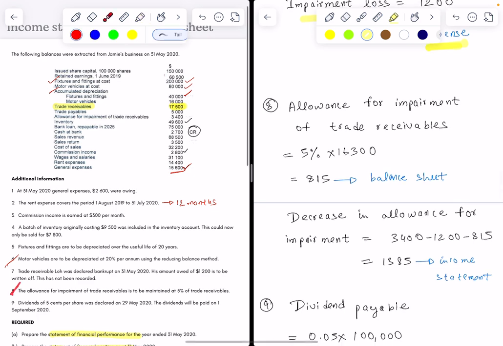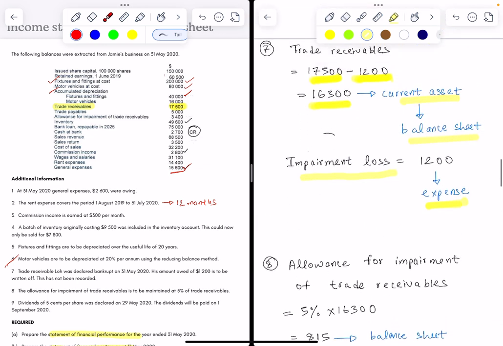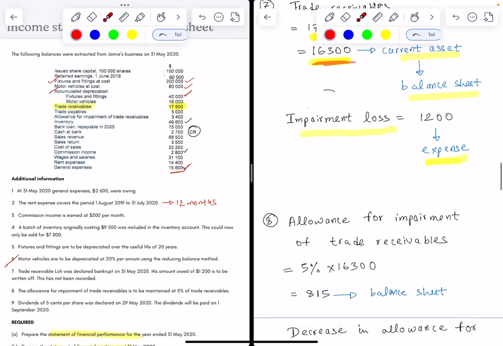The allowance for impairment of trade receivables is to be maintained at 5% of trade receivables. Now, the remaining trade receivables after the impairment loss was deducted was $16,300. So if you want to find the new allowance for impairment of trade receivables at 31st of May 2020, you can find it by multiplying 5% with the remaining trade receivables of $16,300. That gives us an allowance of $815. And this is the amount which we report in the balance sheet. Now, there's one more thing here as well.